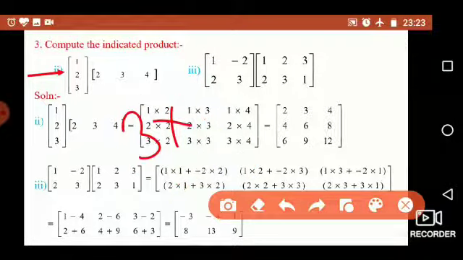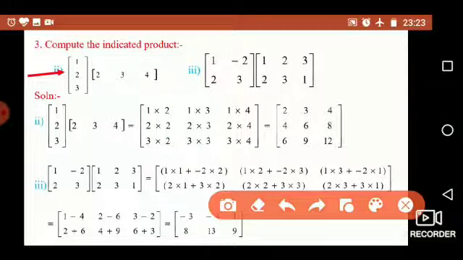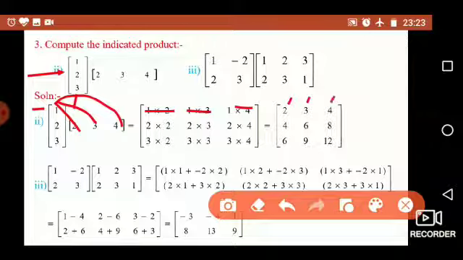Students, let me find out the product of these two matrices. In this case, the multiplication also always goes by row and column. Therefore, the first row will get multiplied to the first column. Here 1 2 is 2. Likewise, 1 3 is 3. Same row with the third column, therefore 1 4 is 4. Therefore, we get the elements 2, 3, 4 in the first row.